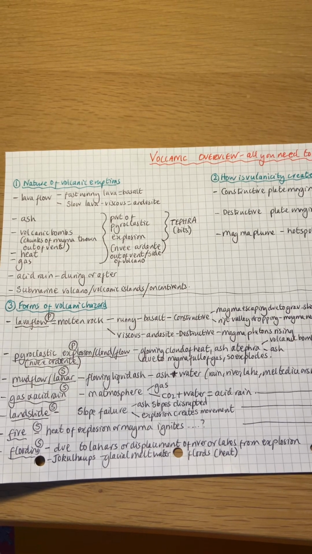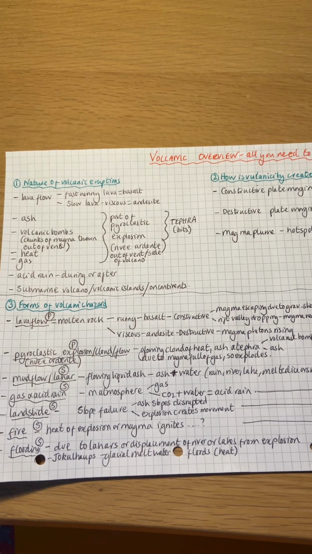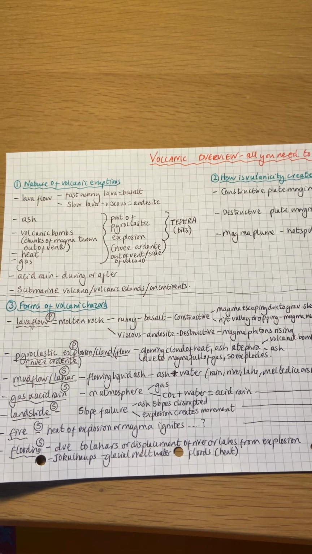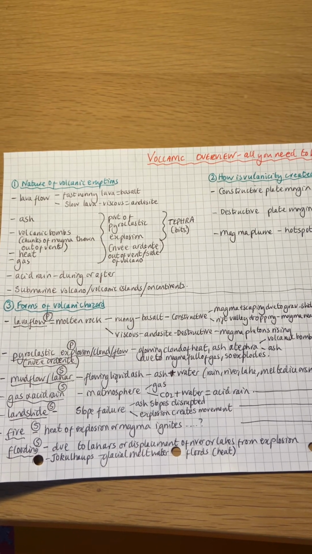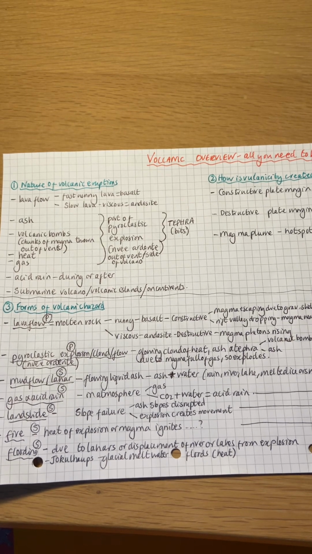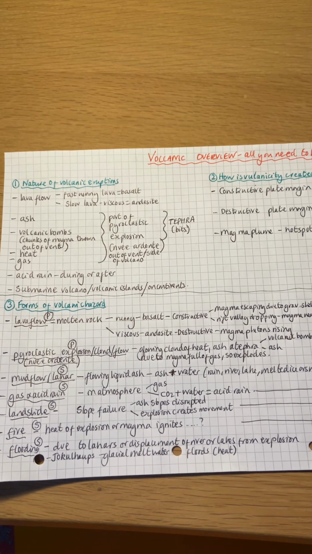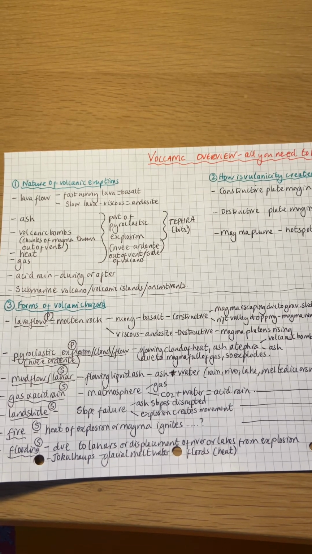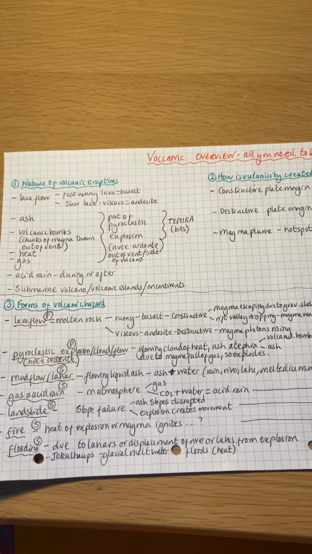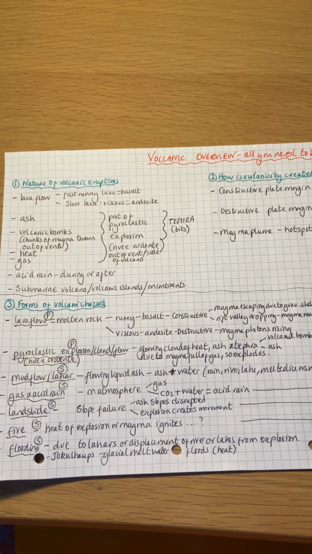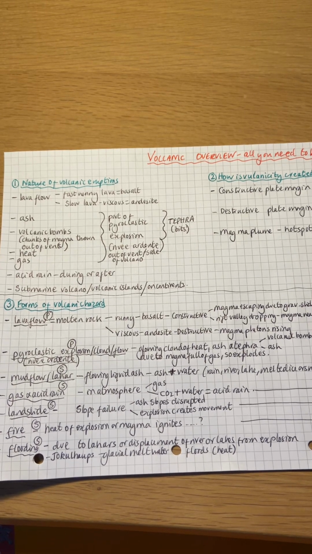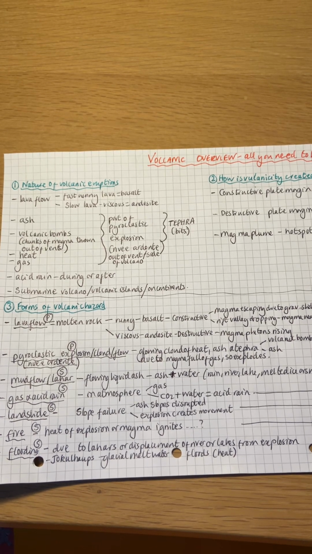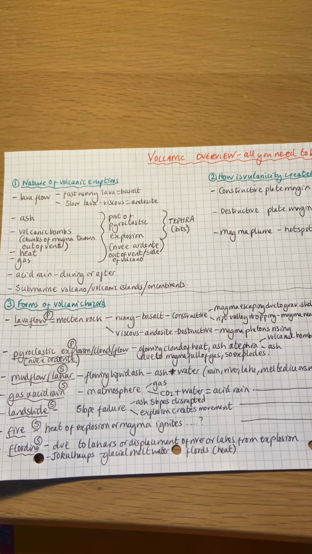So number one, nature of the volcanic eruption. First thing is lava flow. Two types of lava generally. Fast running lava, which is basalt lava. Slower lava, which is more viscous, more sticky, which is andesite. You also get ash. You also get volcanic bombs, which are chunks of magma which are thrown out of the vent. Together they're known as tephra, so they're the bits of material that come out of the volcano.